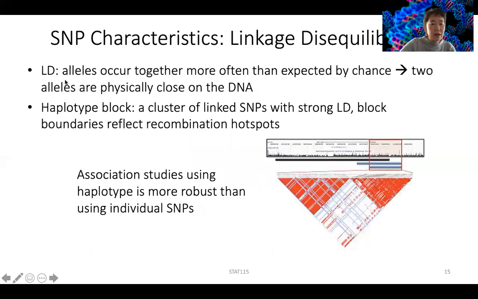And in fact, LD is alleles that occur together more often than expected by chance. It just means that these two alleles are usually physically close to each other. They are always moving together. If there are chromosome crossovers, they always move together. And sometimes it's not just two, it can be a whole haplotype block, which means a group, a cluster of SNPs linked together with very strong LD.